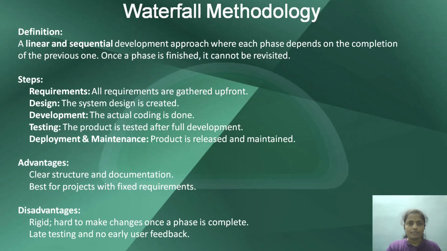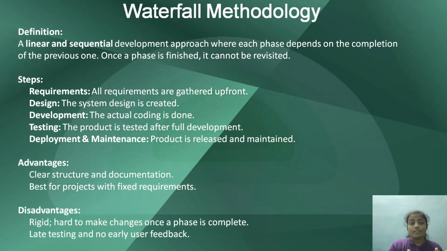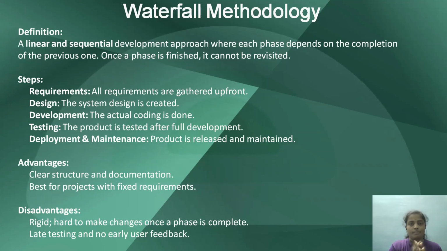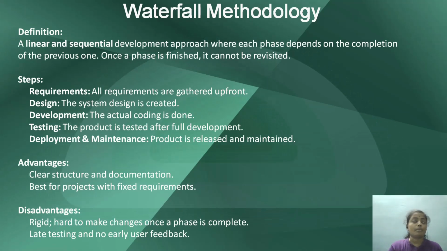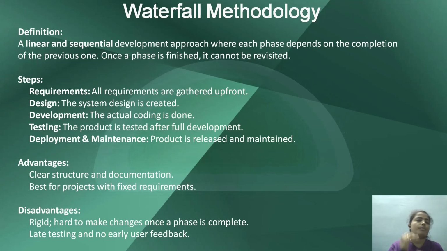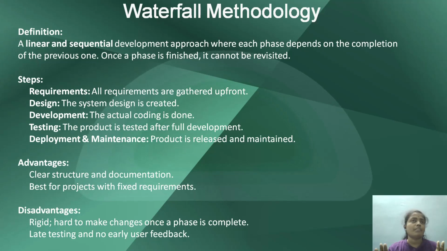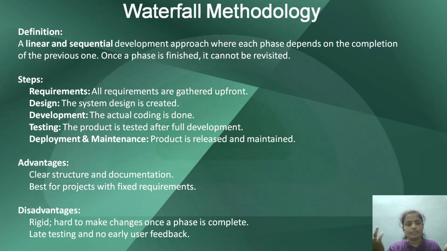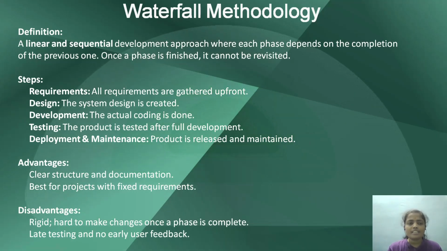Now let's go back to the details. A linear and sequential development approach, yes, we were able to see in the flowchart, where each phase depends on the completion of the previous one. Yes, exactly. So we need to complete the previous stage, then only we can move to the next stage. Once a phase is finished, it cannot be revisited. Like the waterfall, you cannot go back. So what are the steps involved here?